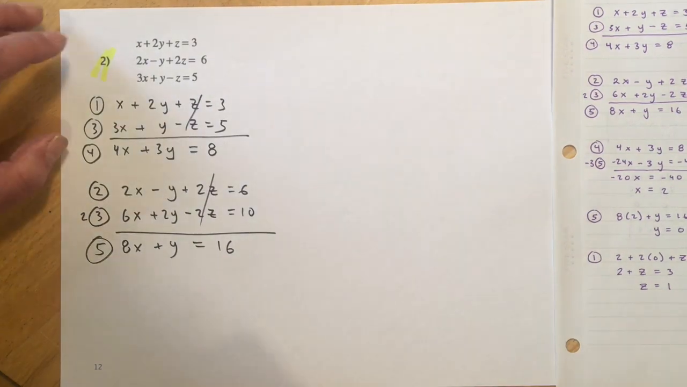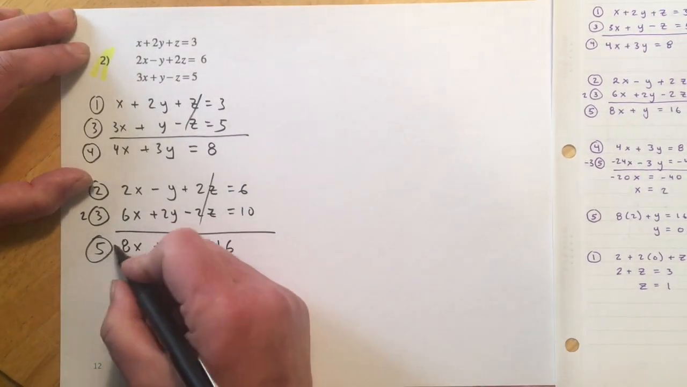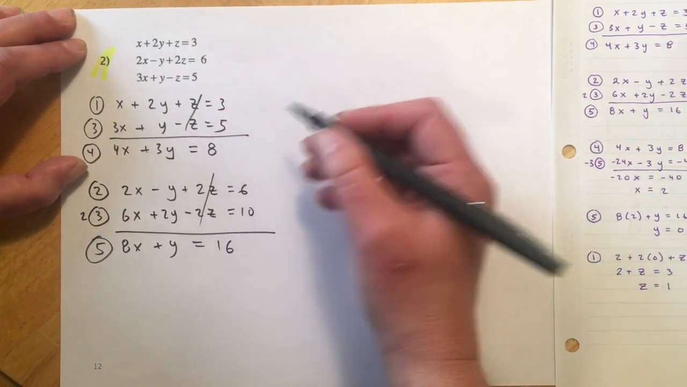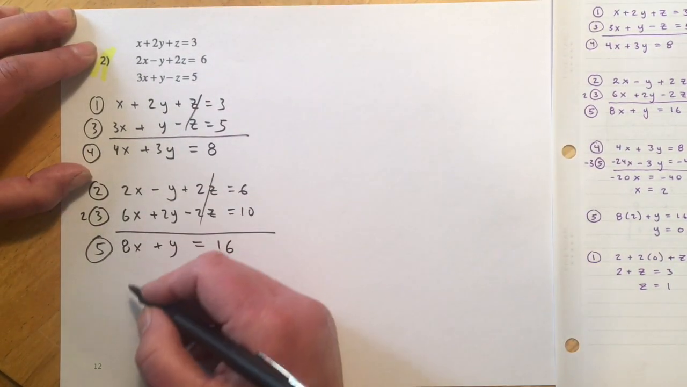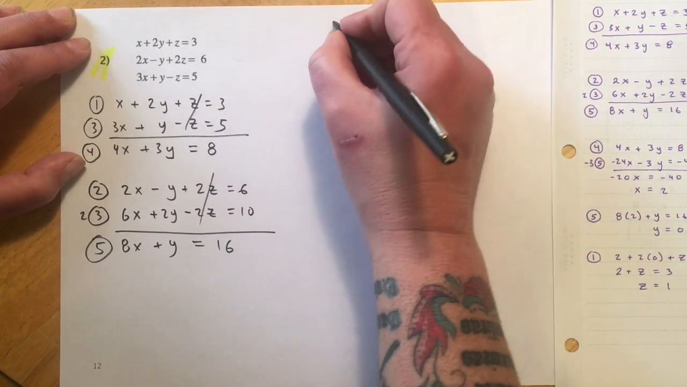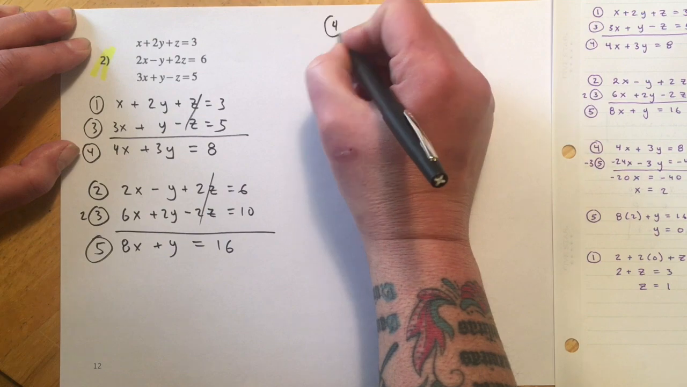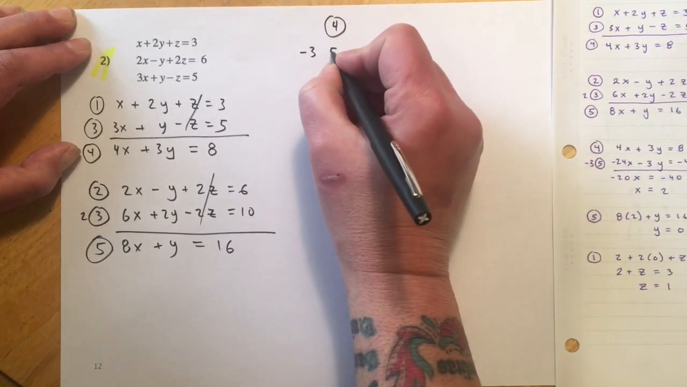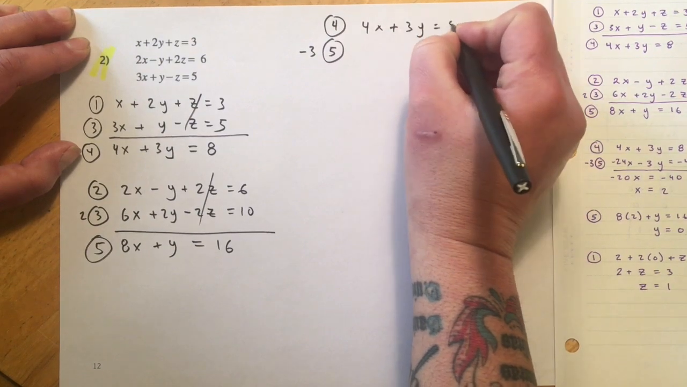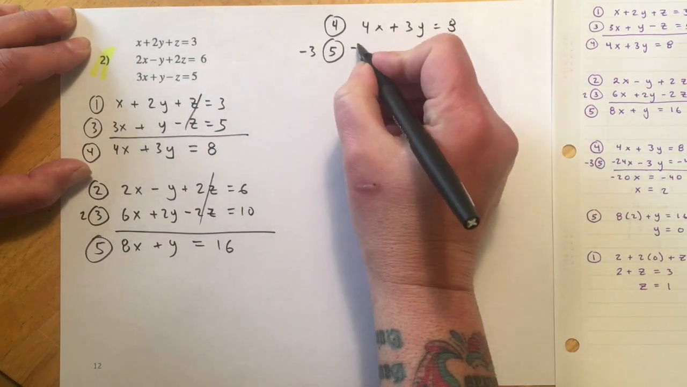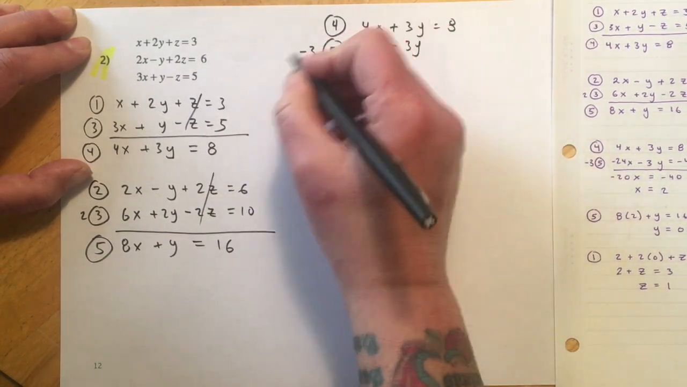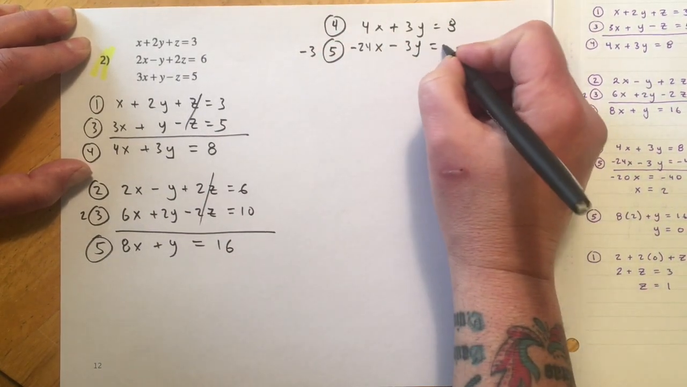So now that I got that, I could either do a 3 across this one, or I could do a 2 across this one. Either way, it works out fine. In the notes, I went with the 3. I kind of like the 2 better as I look at it, but I'll go ahead and do the 3. So I'll do equation 4 and then negative 3 times equation 5. So that's going to be 4x plus 3y equals 8. And then this is going to give me negative 24x, negative 3y, and then that'd be negative 48.